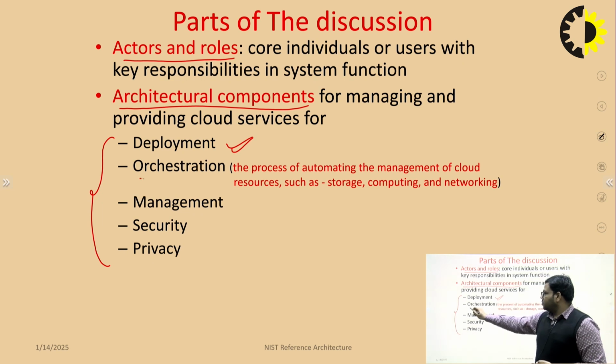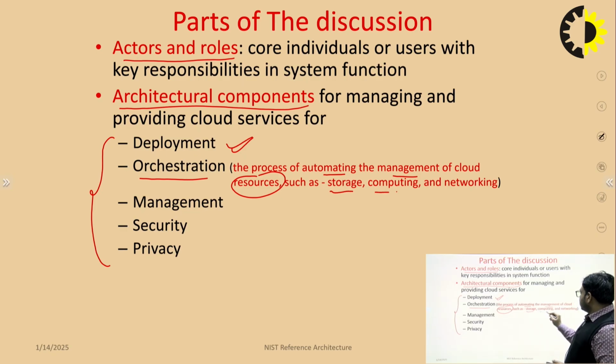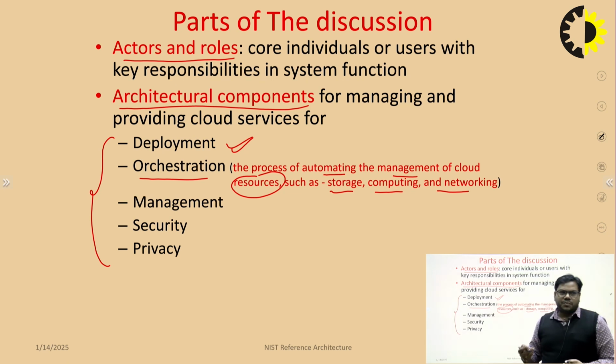Next is the orchestration. Orchestration in the context of cloud computing can be understood as the management of the resources available at the cloud service provider end. Technically we can define it as the process of automating the management of the cloud resources, such as storage, computing and network. In the previous lecture we went through in detail the various resources used in cloud service provisioning.